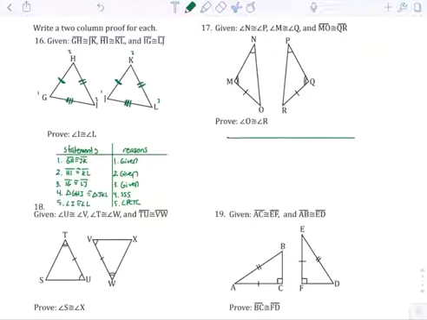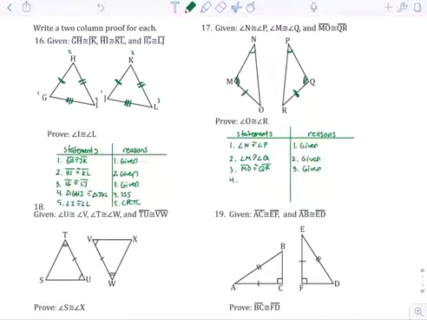All right, let's look at this one. Statements and reasons. Okay, so let's just write our given. Angle N is congruent to angle P. That's given, so writing it down. Number 2, angle M is congruent to angle Q. That's also given, writing it down. And lastly, they tell us MO is congruent to QR. Given. And writing it down.